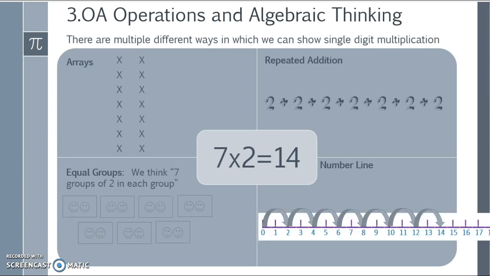So I've got an array. I've got 7 rows of 2, or you could do 2 rows of 7. We could do repeated addition: 2 plus 2 plus 2 plus 2 plus 2 plus 2, or 7 plus 7. We could do equal groups, so we think 7 groups of 2 in each group. So 2 smiley faces in 7 groups, or we could do 2 groups of 7 smiley faces. Further, for the number line, we can do 7 jumps of 2 or 2 jumps of 7.